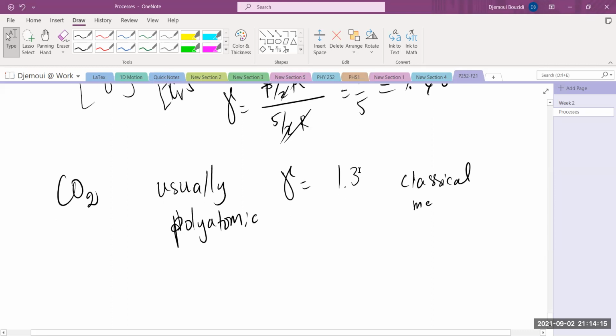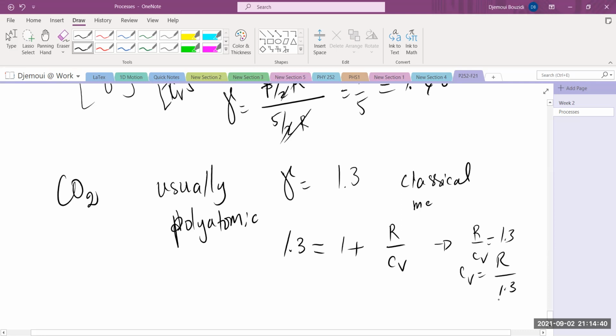So this is the number that we're going to be using, unless you're given something else. If they give you a different number, say 1.3, and that is equal to 1 plus R over CV, clearly R over CV is equal to 0.3. In other words, CV is equal to R over 0.3. Did I do it correct? 0.3, I'm sorry. Because the 1 cancels the 1. So CV has to be more than R. It's always slightly more than R.